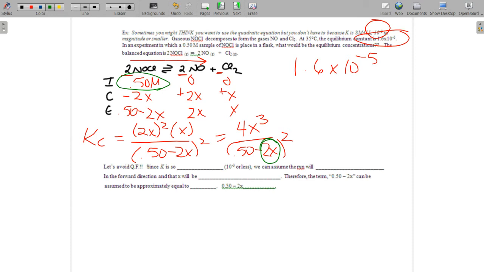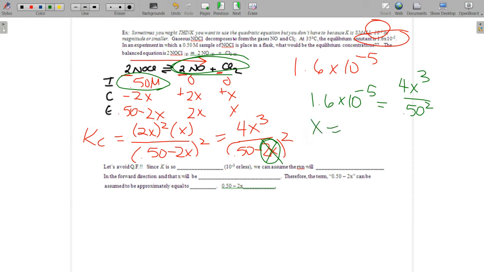And so that's what we're doing here. We're saying, okay, we're making such a small amount of the NO and the Cl2 that we can assume that this is negligible on the bottom only. So we still have to have something to solve for. So then that makes things a lot easier. If we have the equation 1.6 times 10 to the negative fifth equals 4x cubed over 0.50 squared, we now have just one variable in one place. Square the 0.50, multiply it by 1.6 times 10 to the negative fifth, divide by 4, and then take the cube root. And guess what? Now you've got x equals 0.010.